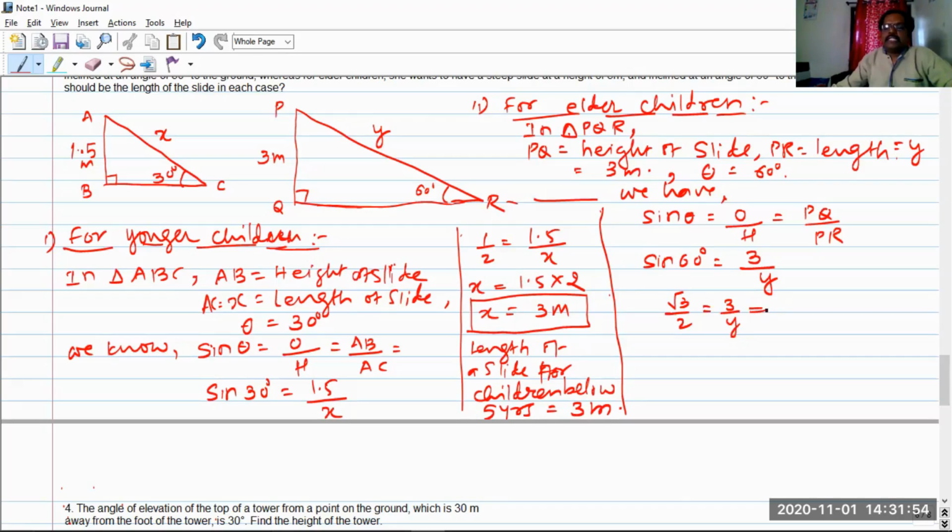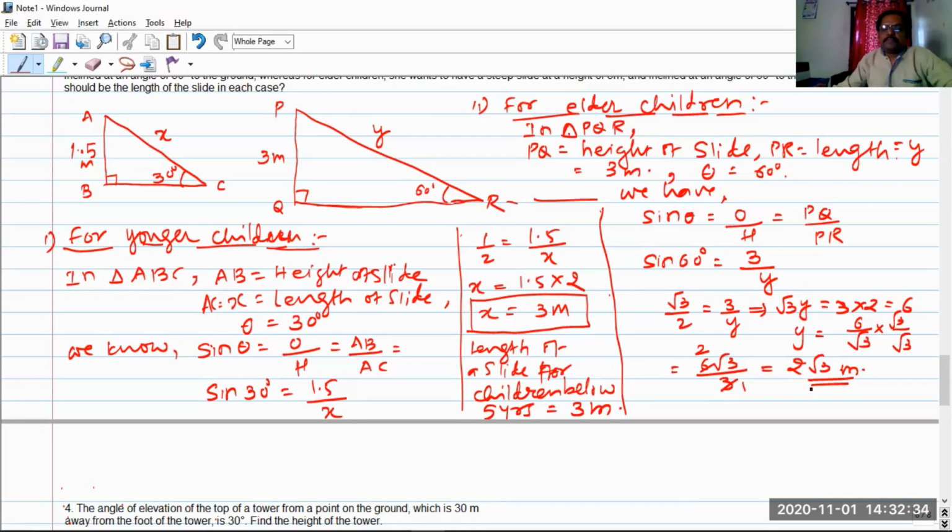Simplifying, taking cross multiplication gives us root 3 y equal to 3 into 2, which is 6. So how much is y from this? It is 6 by root 3, or to simplify it, we can multiply and divide by root 3. That gives us 6 root 3 upon 3. Root 3 into root 3 is root 3 square, so the square and square root cancel and we are left with only 3. That 3 will be simplified with the 6, which gives us 2 root 3 meters.